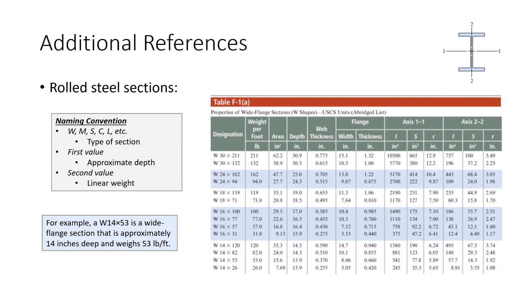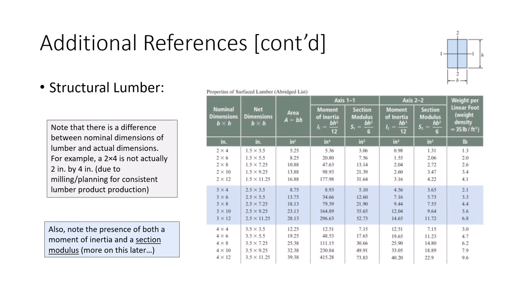Sound good? I thought I'd also throw in the properties for structural lumber. I'm curious, did everybody know that a 2x4 is not actually 2 inches by 4 inches? Due to the milling and planing process for structural lumber, we rough cut lumber, so a 2x4 is rough cut 2 inches by 4 inches, and then it is milled and planed a little bit smaller to ensure consistent dimensions. So a 2x4 is actually 1.5 by 3.5 inches. And from that, we can compute areas, moments of inertia, and so on and so forth.